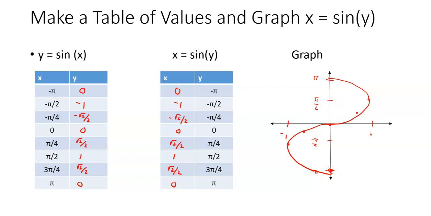What is the issue? Well, there's a couple of issues. One of them is that this thing here is not a function. In other words, if I try the vertical line test on this thing, it's going to fail. It's going to pass through more than one point. So it's not a function.